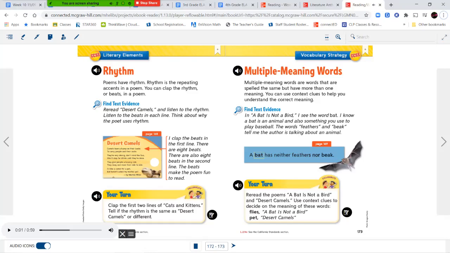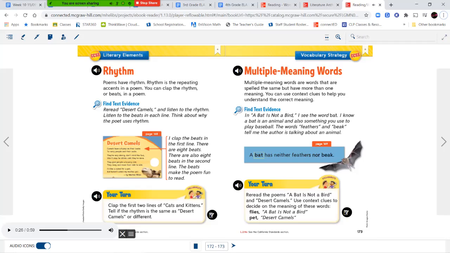Rhythm. Poems have rhythm. Rhythm is the repeating accents in a poem. You can clap the rhythm or beats in a poem. Find text evidence. Reread Desert Camels and listen to the rhythm. Listen to the beats in each line. Think about why the poet uses rhythm.